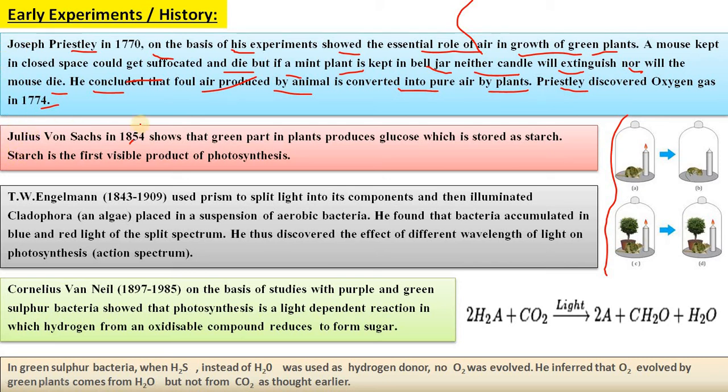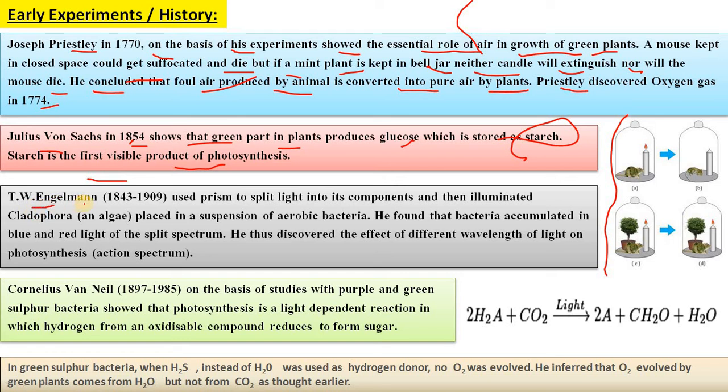But later, in 1854, Julius von Sachs showed that the green parts in the plants produce glucose, which is stored as starch. So starch is the visible product of photosynthesis. As you all know, it was not until about 1854 that Julius von Sachs provided evidence for the production of glucose when the plants grow, and glucose is usually stored as starch. His later studies showed that the green substance in the plant, known as chlorophyll, is located in spherical bodies, later known as chloroplasts, within the plant cells. He found that the green parts in the plants are where the glucose is made, and that the glucose is usually stored as starch. Got it?